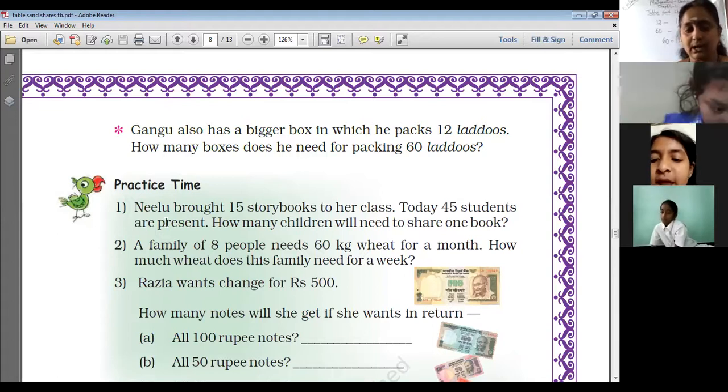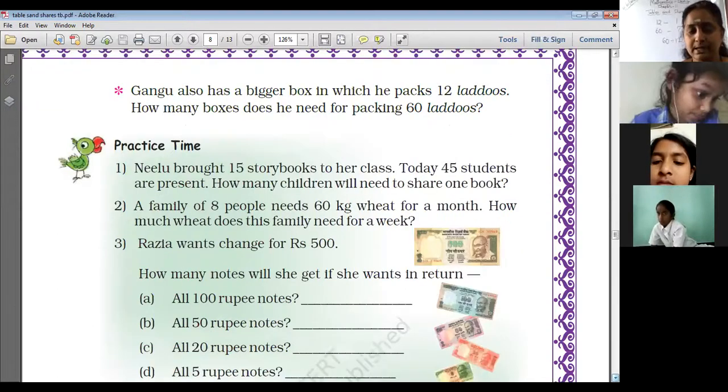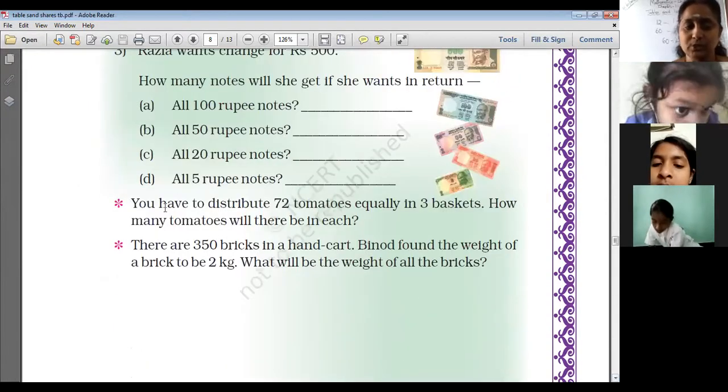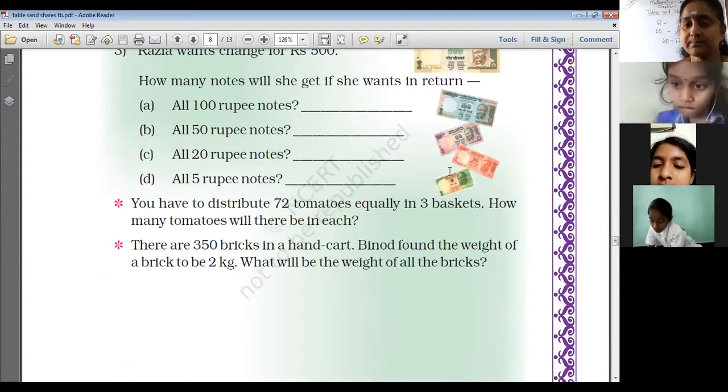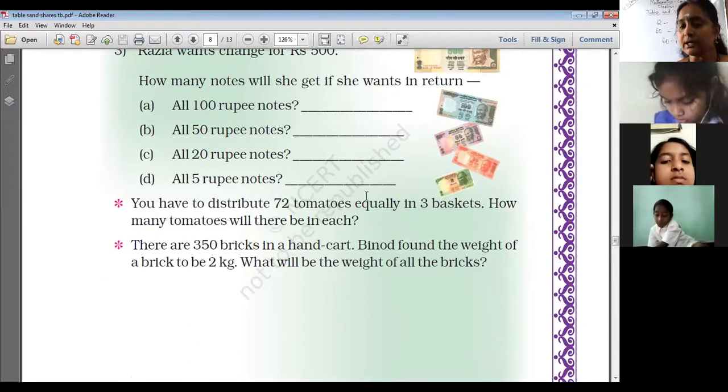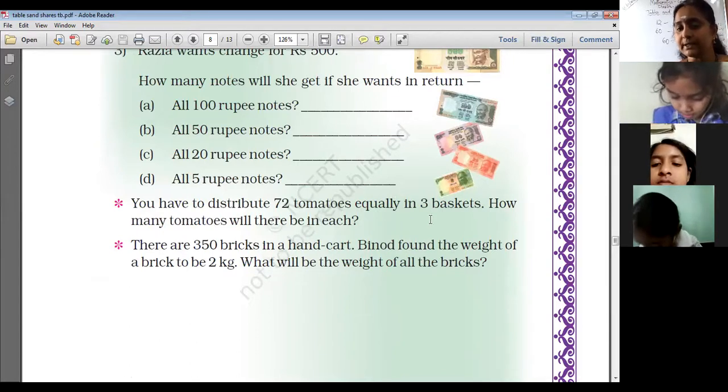And then second and third were homework for you. Second problem, third problem are homework for you. And these two also. You have to distribute 72 tomatoes equally in 3 baskets. How many tomatoes will there be in each basket? So can you say, 72 divided by 3? What is the answer?